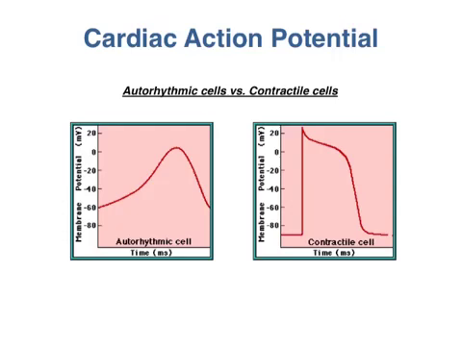The cardiac action potential looks pretty different, and there are actually two to talk about. First, you have the action potential in the pacemaker cells, also called the autorhythmic cells. The second cardiac action potential is found in the contractile cells, the other 99% of the cardiac myocytes.